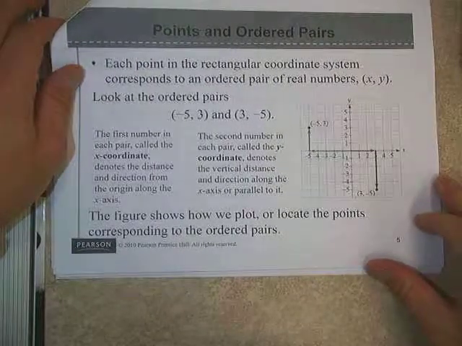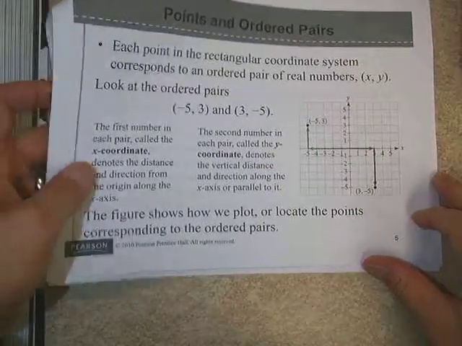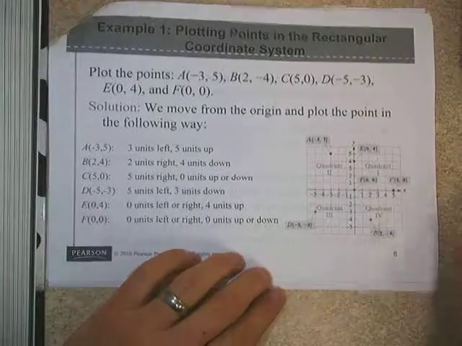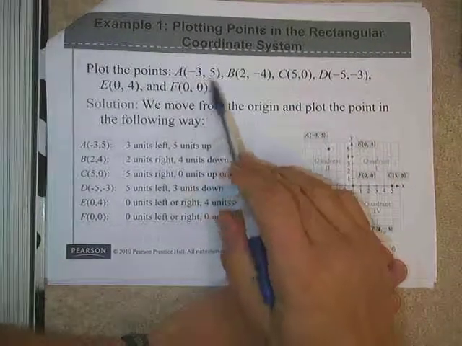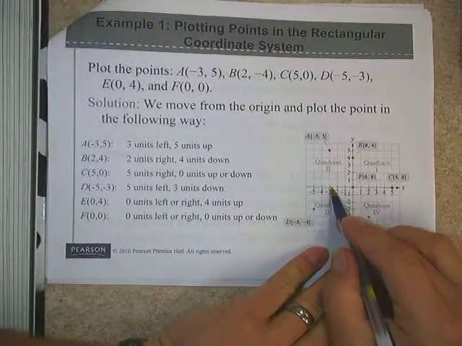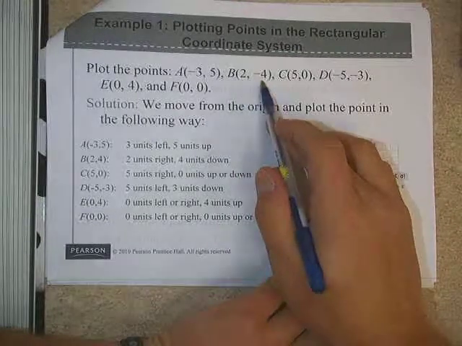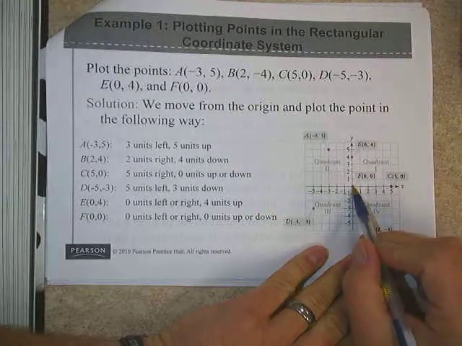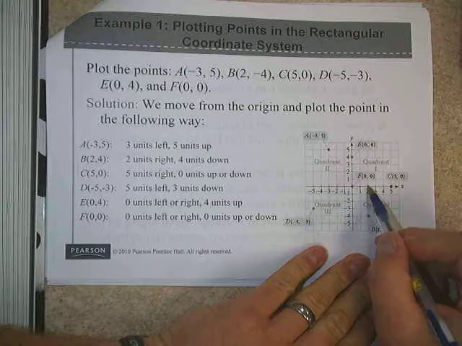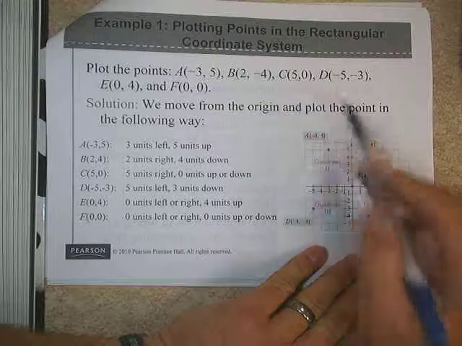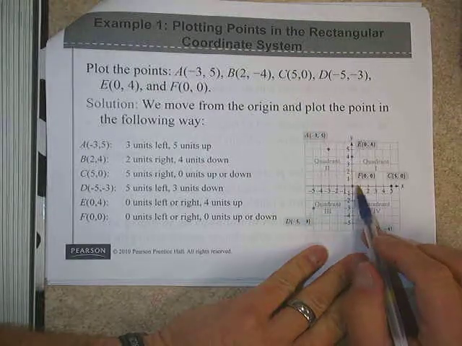And ultimately, part of our work today is going to be doing that, plotting some ordered pairs in the correct spots on the coordinate plane. So here's another example of some points that have been plotted. We have -3, 5. Okay, if we go -3, 3 to the left, 5 up, that would be -3, 5. We have 2, -4. So if we plot 2 to the right and then 4 down, that would give us point B.